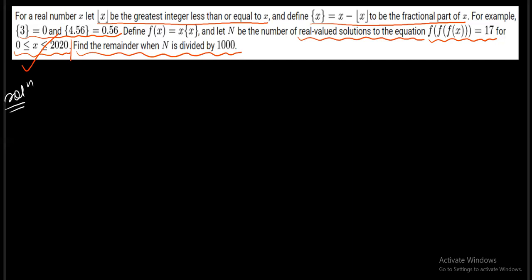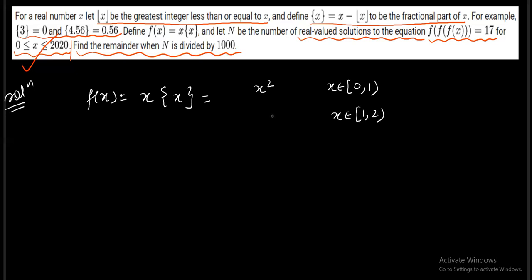The question says that for a real number x, the function f of x they have defined is nothing but x into the fractional part of x. I'm going to define this function for a few intervals. Till 2020, I can define it, right? But I'm not going to define it for every unit length interval. I'm just going to write that when x belongs to closed 0 to 1 open, we know what the fractional part of x is, so you can write the function as x squared. If you take x somewhere between 1 and 2, obviously the fractional part of x will become x minus 1. So you can see that what we are getting is x into x minus 1.